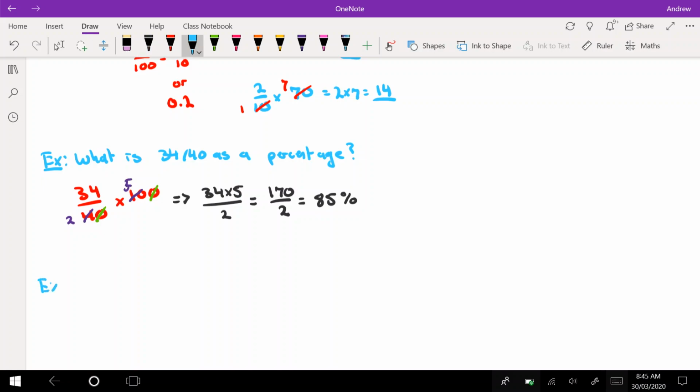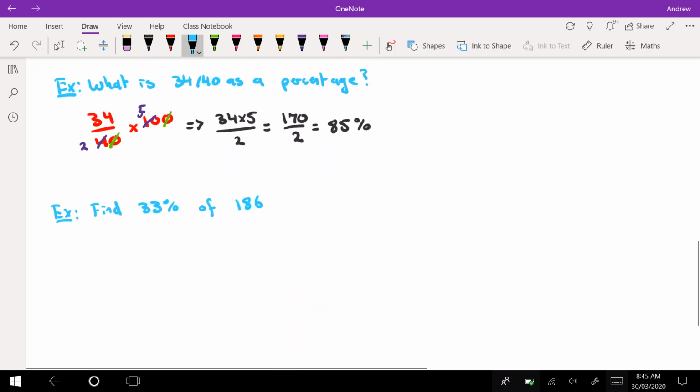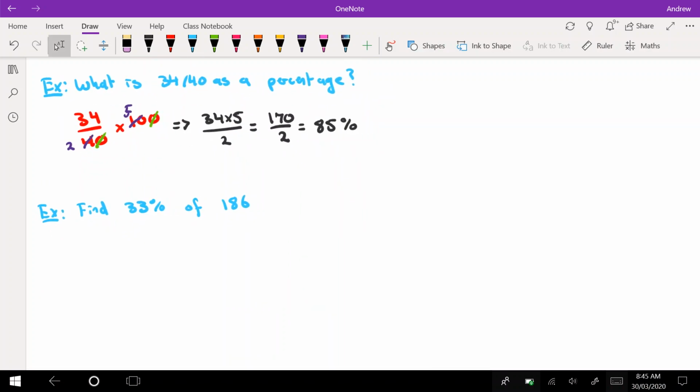Next example, find 33% of 186. Now, we're not trying to find the quantity one, we're trying to find the percentage of a quantity without any indication of otherwise. So we need to change this into a fraction or decimal.